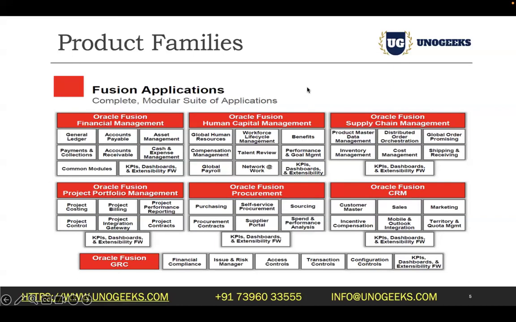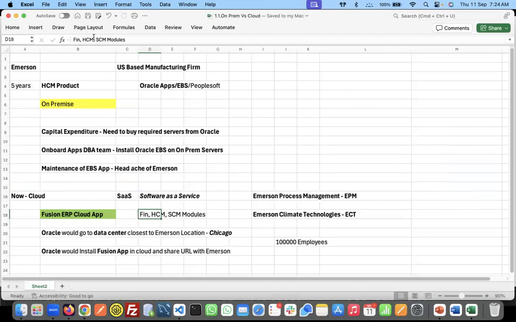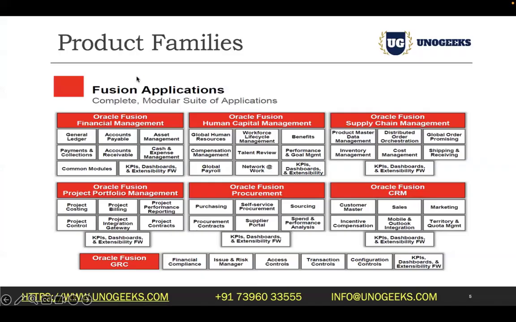Please note that no client implements all of them, guys. It depends on what business processes the client wants to manage in Fusion cloud. Depending on that, they implement product families. If Emerson wants to manage their finance, HCM and SCM processes in Fusion cloud, then they will implement finance, HCM and SCM product families. If another client wants to implement only HCM cloud, they would implement only HCM. Or if some other client wants to implement only finance and HCM, not SCM, they can do that as well.